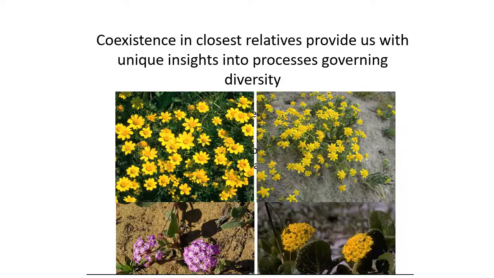Coexistence in closest relatives, so thinking congener type relatives, provide us with, I think, unique insights into the processes that govern diversity, in that these species have very recently speciated, so we might expect them to be very similar, and if they coexist, these are actually two pairs of congeners at my field site, and you can see they look very similar. So and they're within dispersal distance, within gene exchange distance. How is it that these coexist?